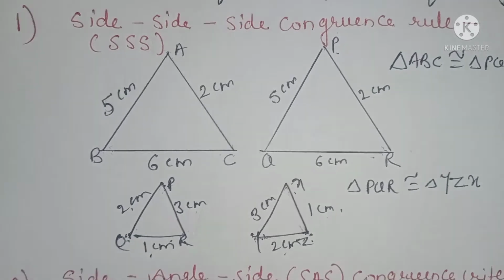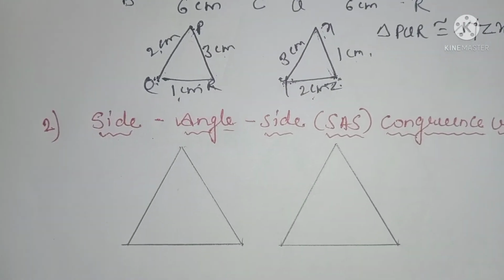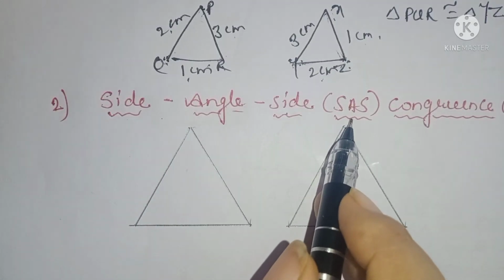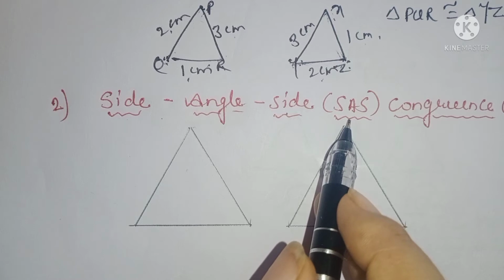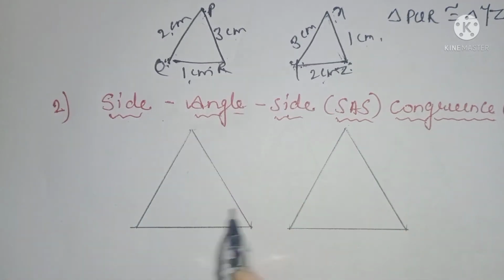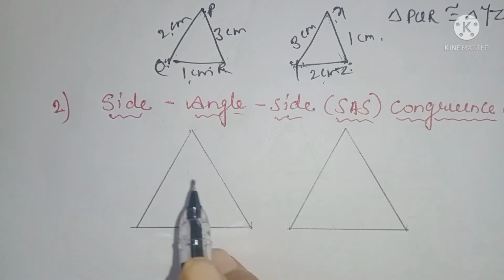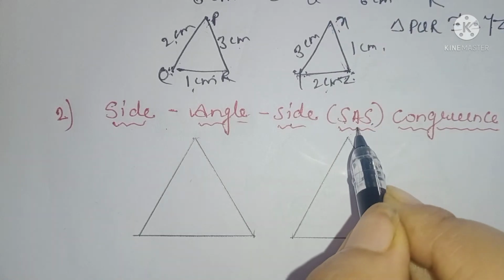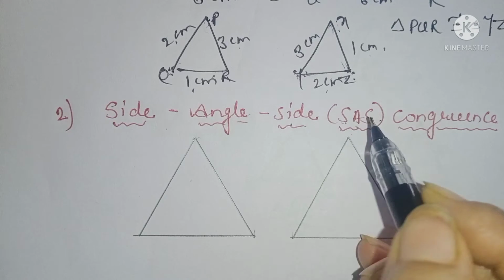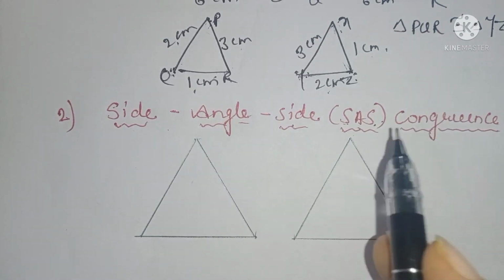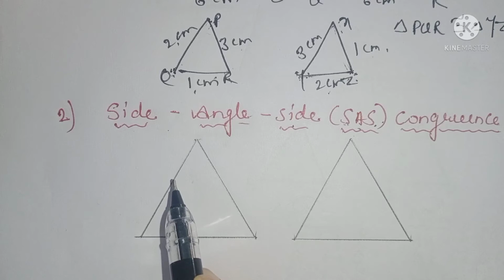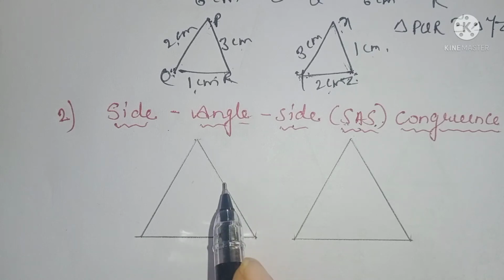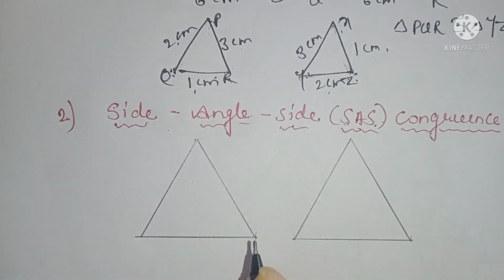Our next criteria is side angle side criteria. See this. Side angle side, that is SAS. So according to side angle side criteria, two triangles are congruent if two sides, as the name indicates. Now see what is in the name: first there are two sides and an included angle. There should be an angle between the sides. So if two sides and the included angle of one triangle are equal to the corresponding sides and the included angle of the other triangle, then we can say the triangles are congruent by SAS congruence criteria.